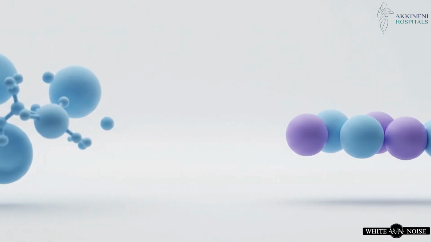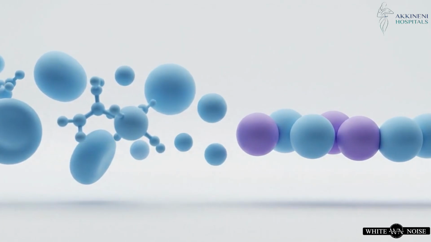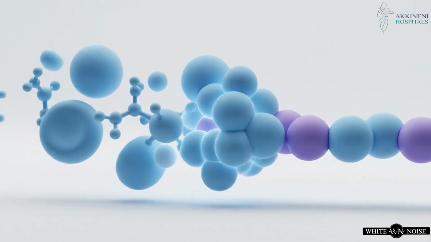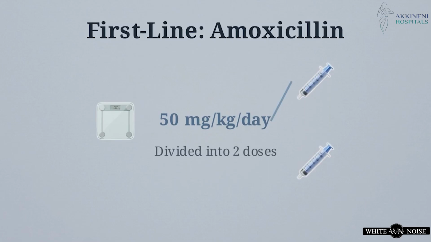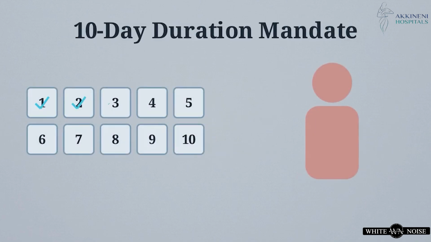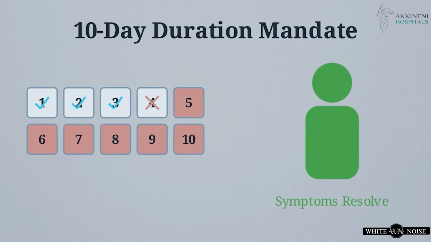Once a group A streptococcus infection is positively confirmed, the immediate clinical objective shifts to targeted bacterial eradication. For pediatric patients, the modern pharmacological standard is amoxicillin, dosed at 50 milligrams per kilogram per day, divided into 2 doses. The most critical aspect of this treatment is completing the entire 10-day duration, regardless of how quickly the child's symptoms resolve. Halting the medication early causes unacceptably high rates of bacterial eradication failure.